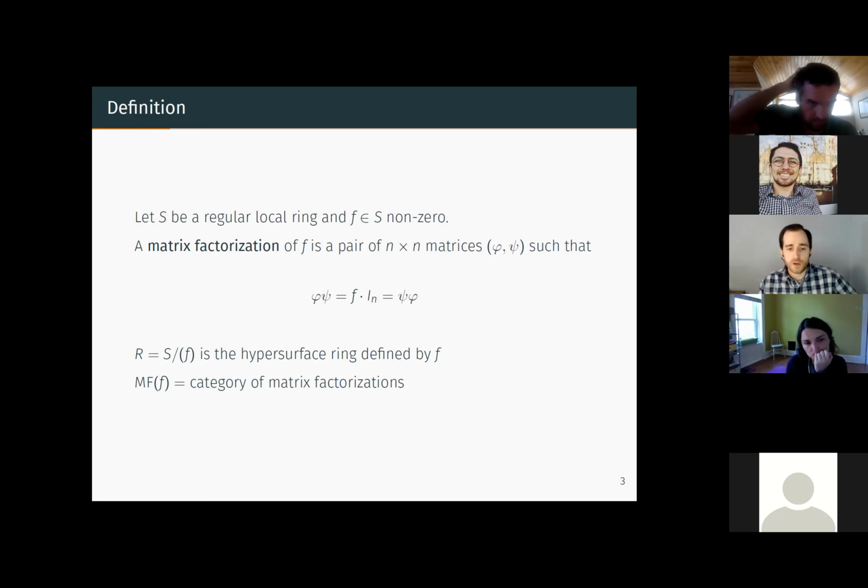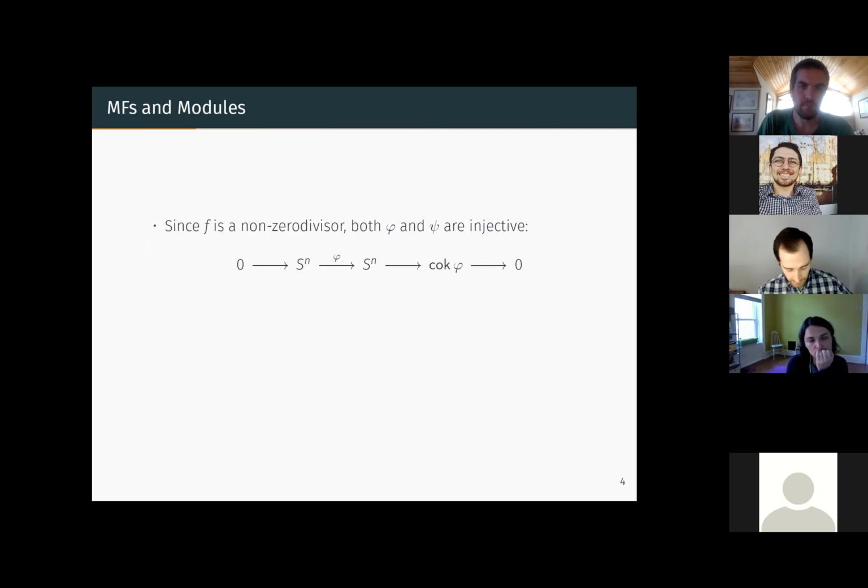Okay. So how are modules getting involved? Well, if you have a factorization of F, so phi psi, their product is F times the identity, then the ring is regular. So it's in particular a domain. And so this non-zero element is a non-zero divisor. And it's not hard to see that that means both these maps have to be actually injective. And so you get a short exact sequence as presented here. And so the module that we're going to be looking at is the co-kernel of phi, as I've displayed here, but also the co-kernel of psi is important as well.